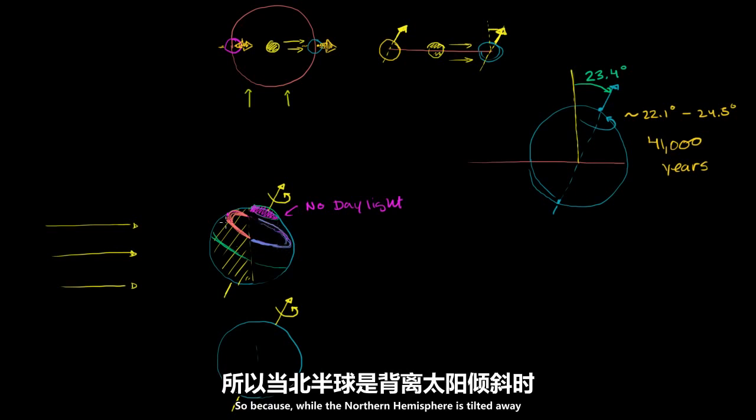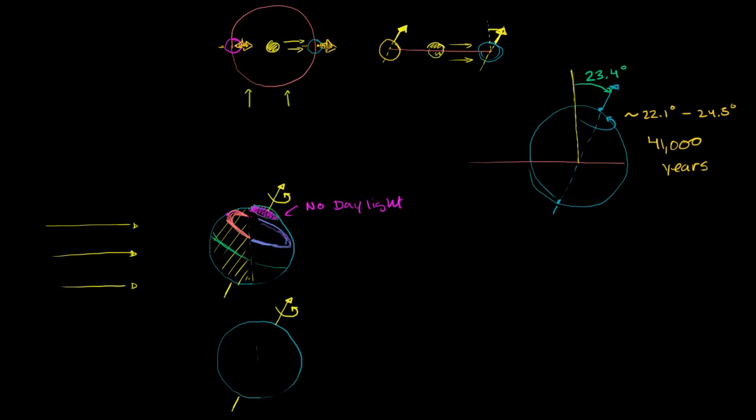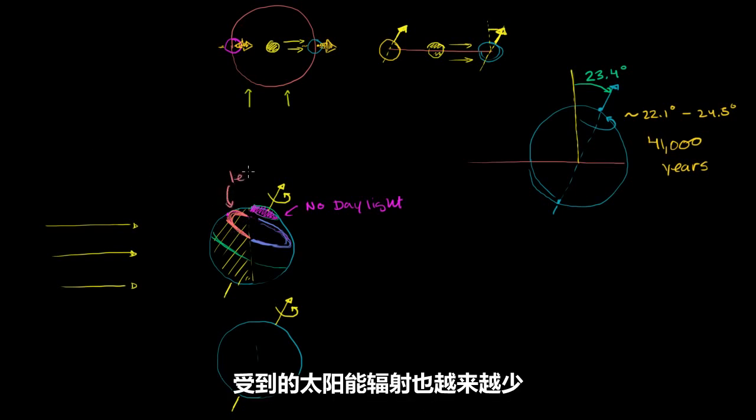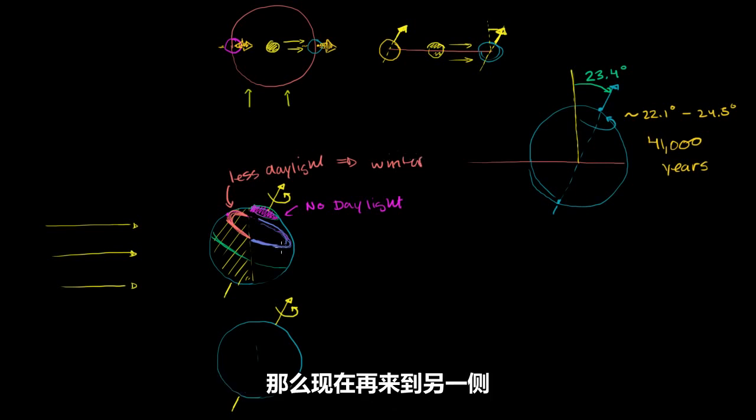So while the northern hemisphere is tilted away from the sun, the latitudes in the northern hemisphere are getting less daylight. They're also getting less energy from the sun, and so that's what leads to winter, or it just being generally colder. And to see what happens in the summer, let's just go to the other side.